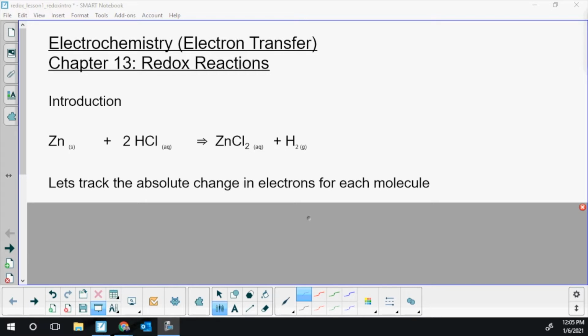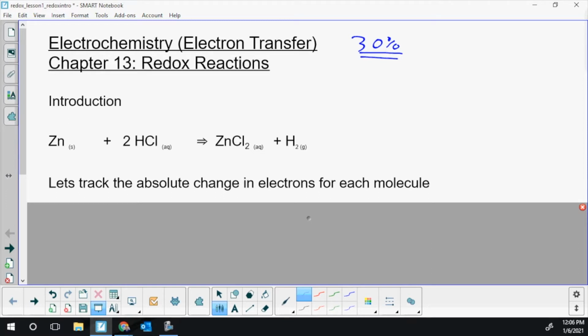Okay, so our heading is Electrochem, electron transfer. Again, this is a 30% unit, and the first chapter is chapter 13, which is all the new information that you need. The second chapter, chapter 14, is all the applications. Voltaic cells, which are batteries, and electrolytic cells are kind of like batteries, but they don't happen on their own. We have to force them to happen.